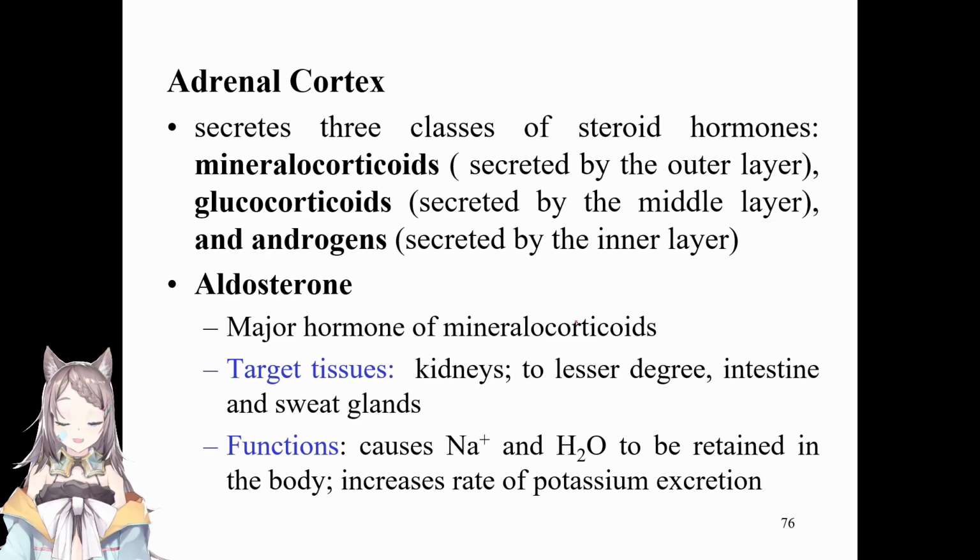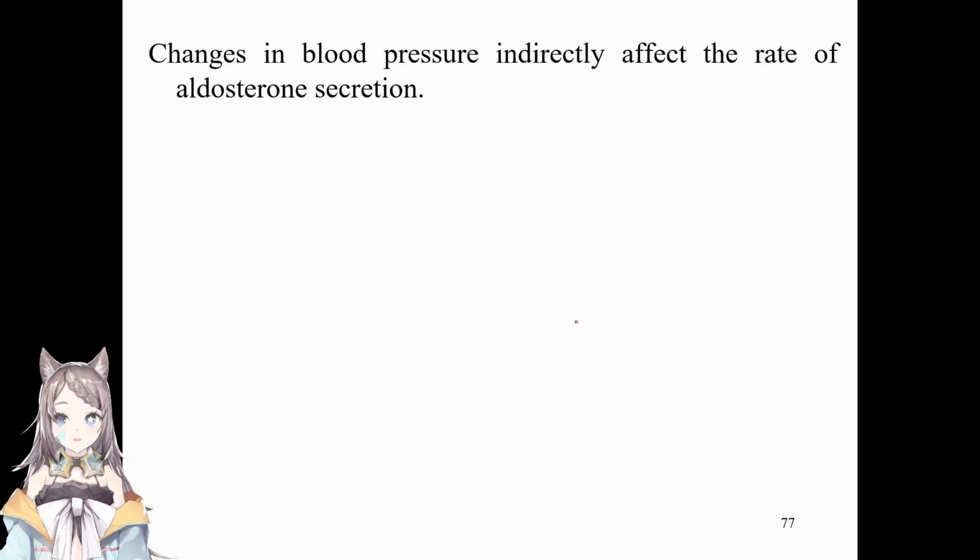The primary function of your aldosterone is it causes sodium and water to be retained in the body, increasing the rate of potassium excretion. Okay, so it actually leads to sodium and water to be retained in the body. This will actually give an effect in your blood by increasing blood pressure. Changing in blood pressure indirectly affects the rate of aldosterone secretion.